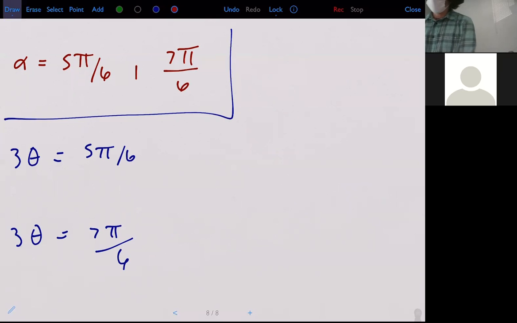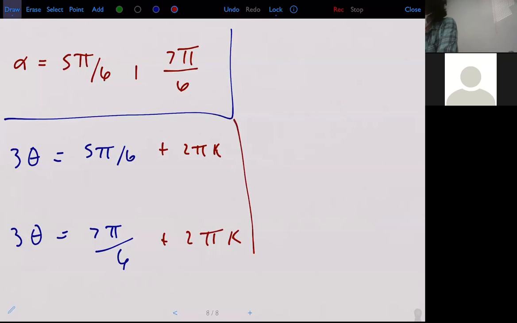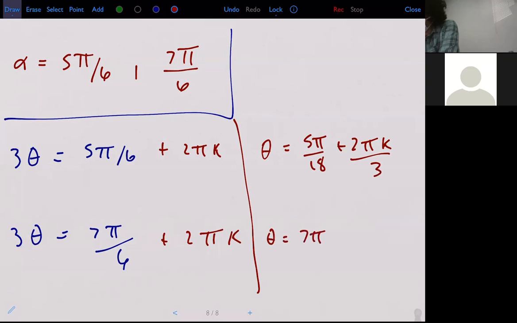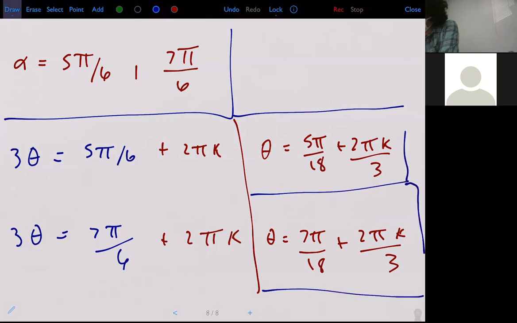And so now what we want to do is just go ahead and add 2 pi k to each term here, since this is going to give us our general solution, and then multiply both sides of this equation by 3. So we're going to get theta is equal to 5 pi divided by 18 plus 2 pi k divided by 3, or we'll get theta is equal to 7 pi divided by 18 plus 2 pi k divided by 3. And so these are going to be the general solutions to our problem. And that's it.